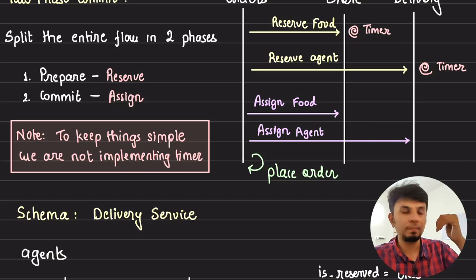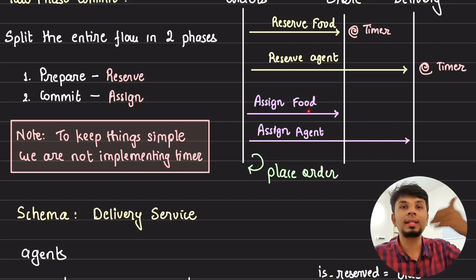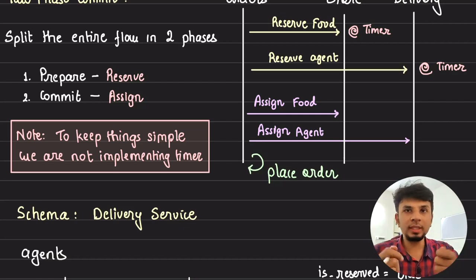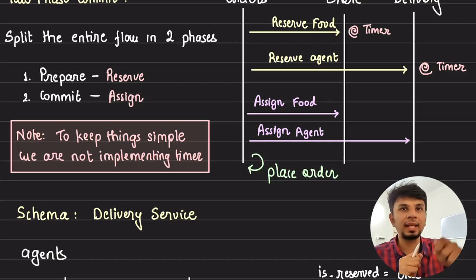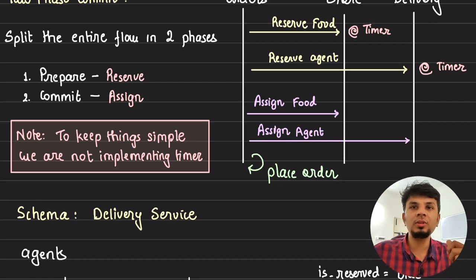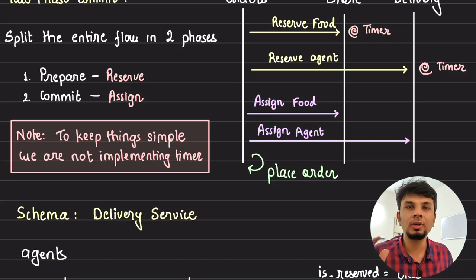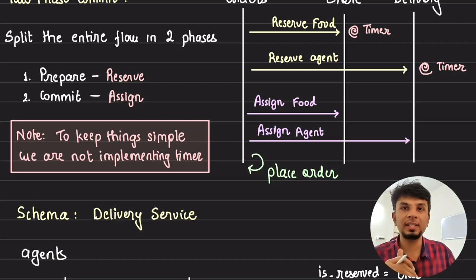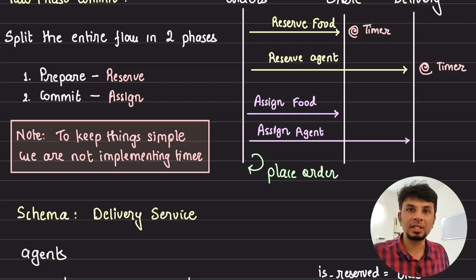Now that the preparation phase is done, there will be a phase of assignment, or a phase of commit. Because you have kept aside, you have reserved a food and an agent. Now, the only thing you have to do is assign that food to an order and assign an agent to an order. That's all you have to do. So by splitting this into two separate phases, we will achieve atomic transactions.